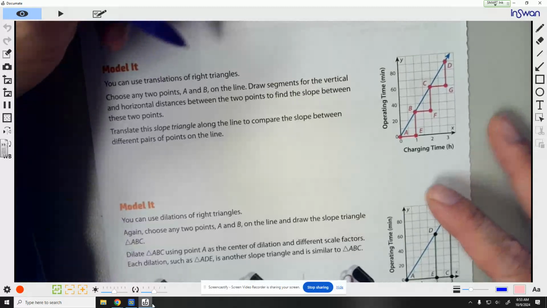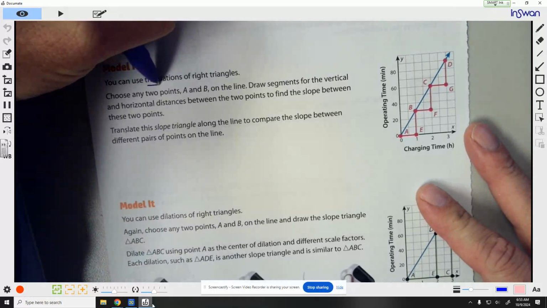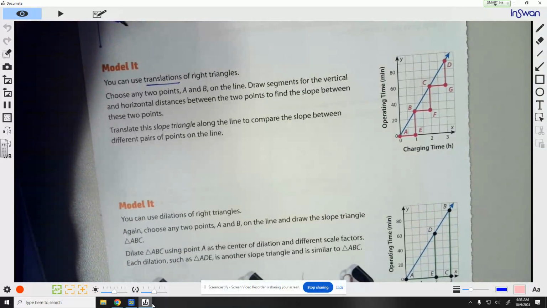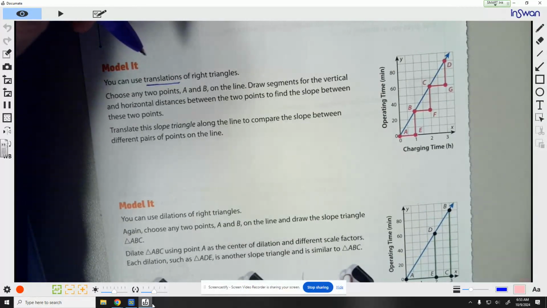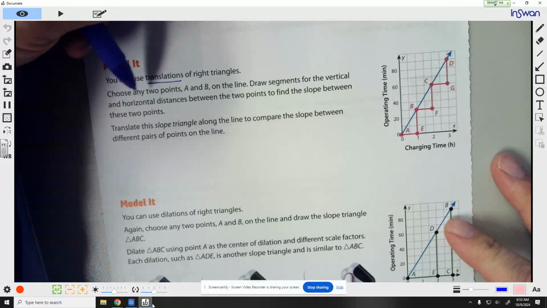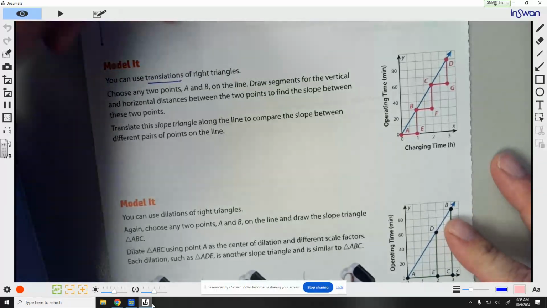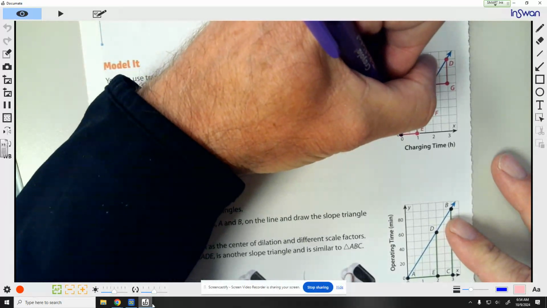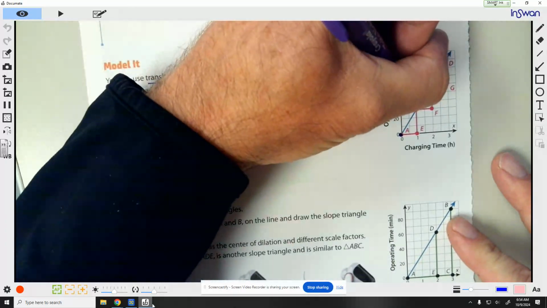Okay, so the model it says you can use translations of right triangles to help you solve this problem. So we're familiar with translations from doing our transformations unit. It says choose any 2 points A and B on the line. So here is A and here is B.